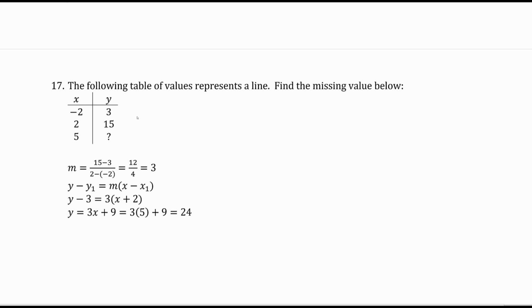The following table of values represents a line. Let's find the missing value here. We have 2 points, (-2, 3) and (2, 15). We can find the slope because of rise over run.